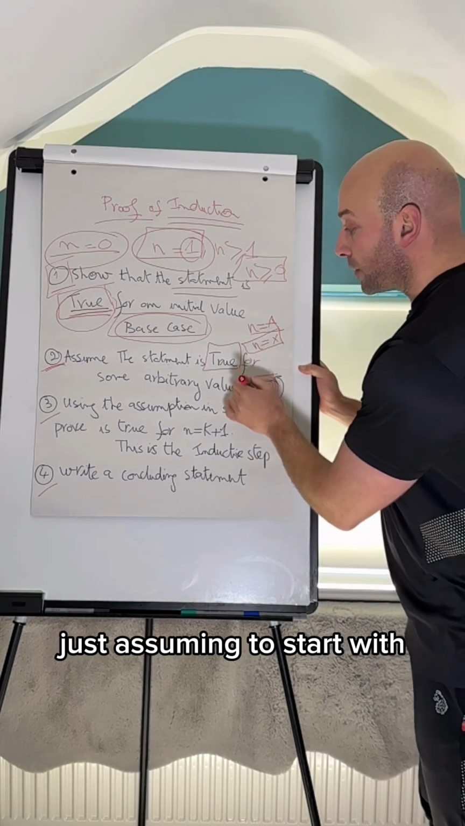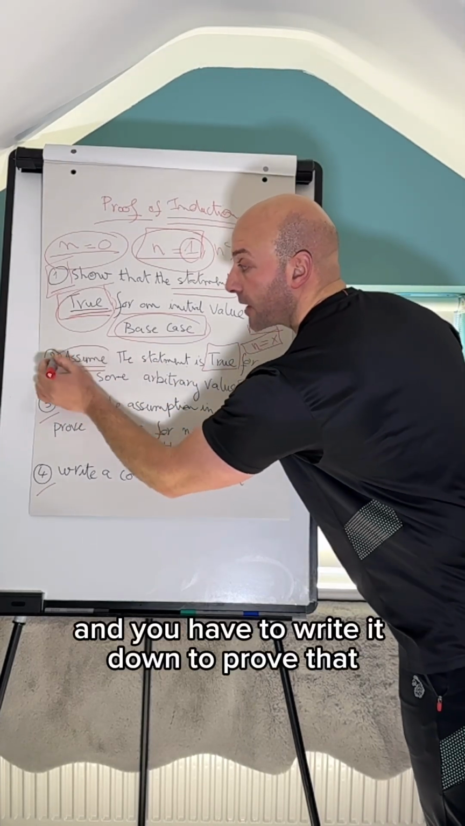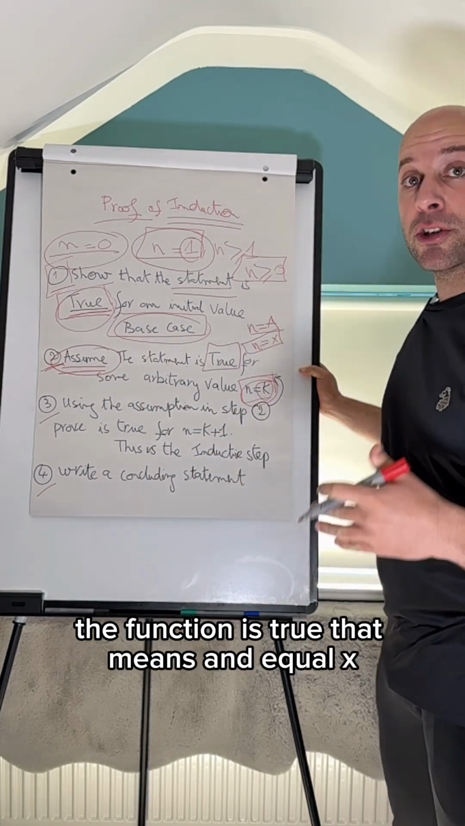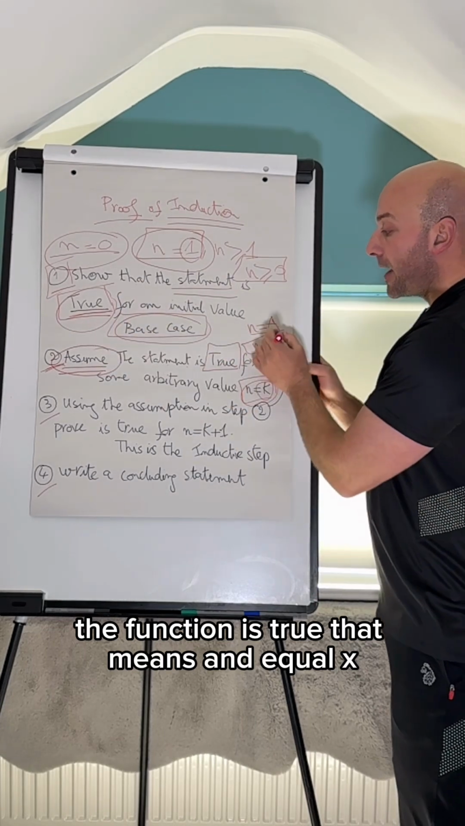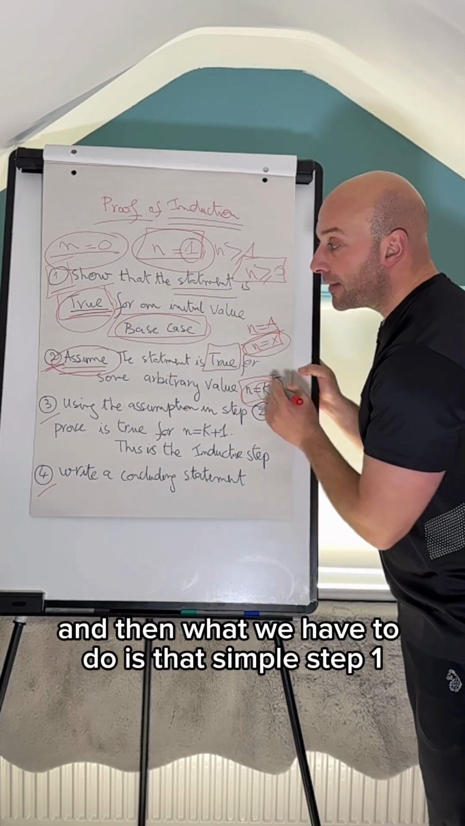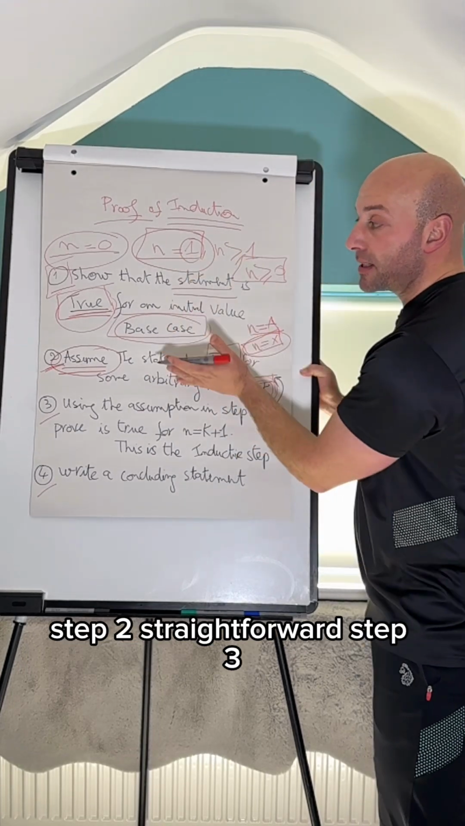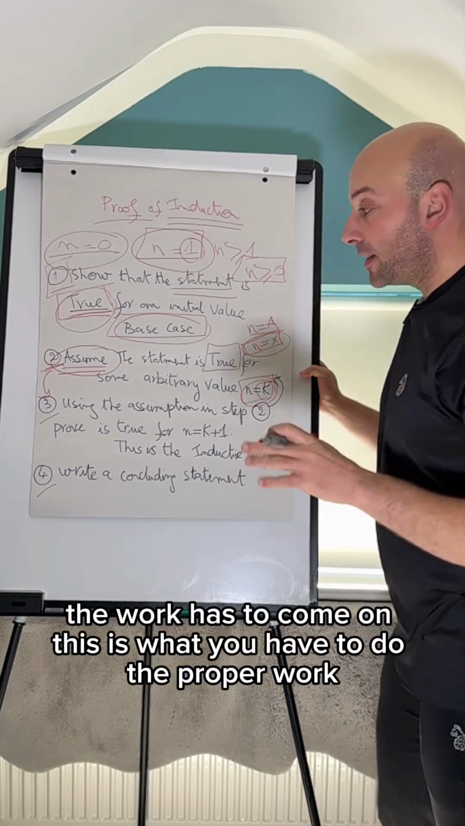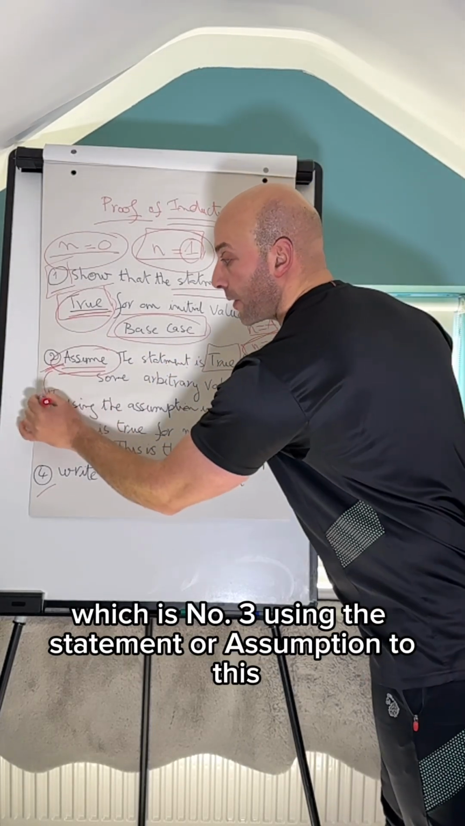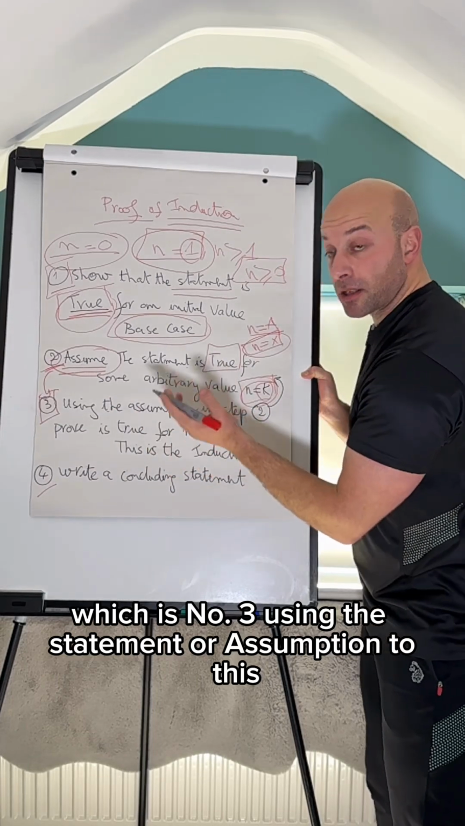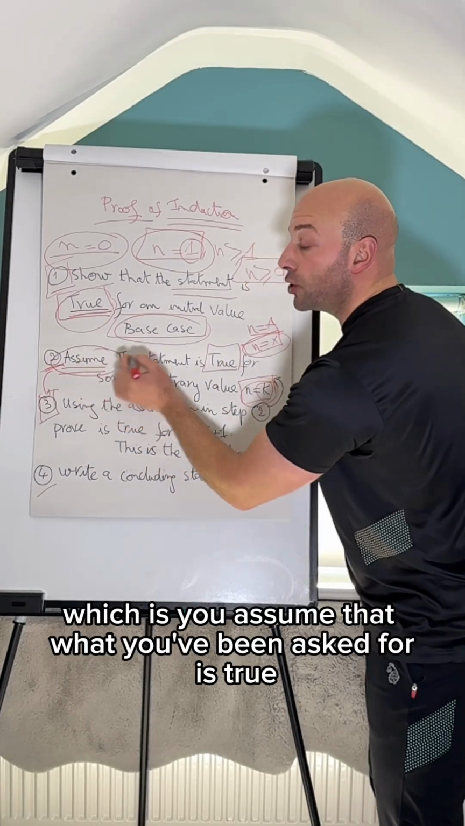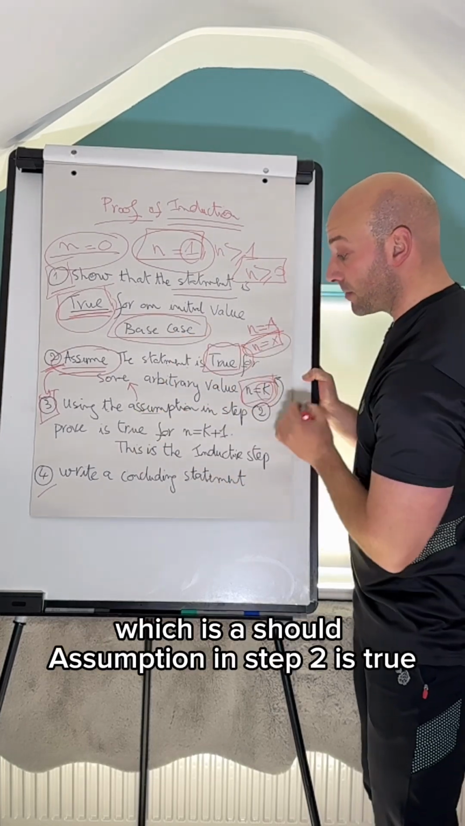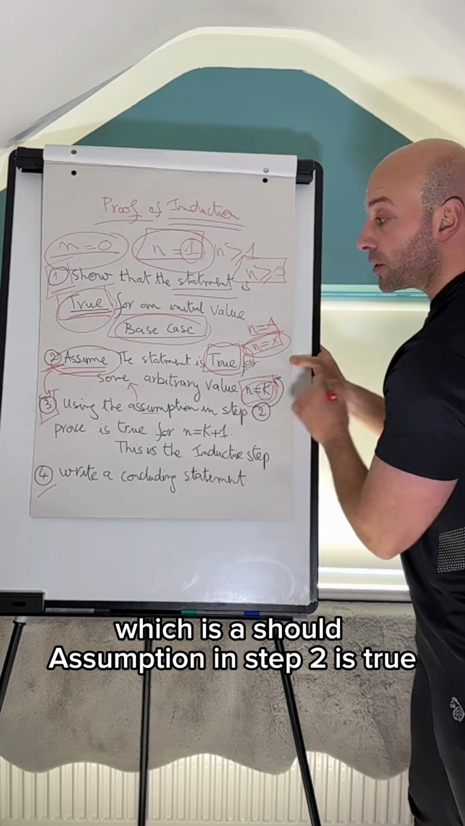Just assuming to start with, you have to assume and write it down, so that you can carry on proving that the equation given in the problem, the function, is true. That means n equals x. Step 1 and step 2 are straightforward. Step 3, this is where the work comes in. This is the proper work, number 3: using the assumption in step 2, where you assume that what you've been asked for is true, using this equation, which is assumed in step 2 to be true.